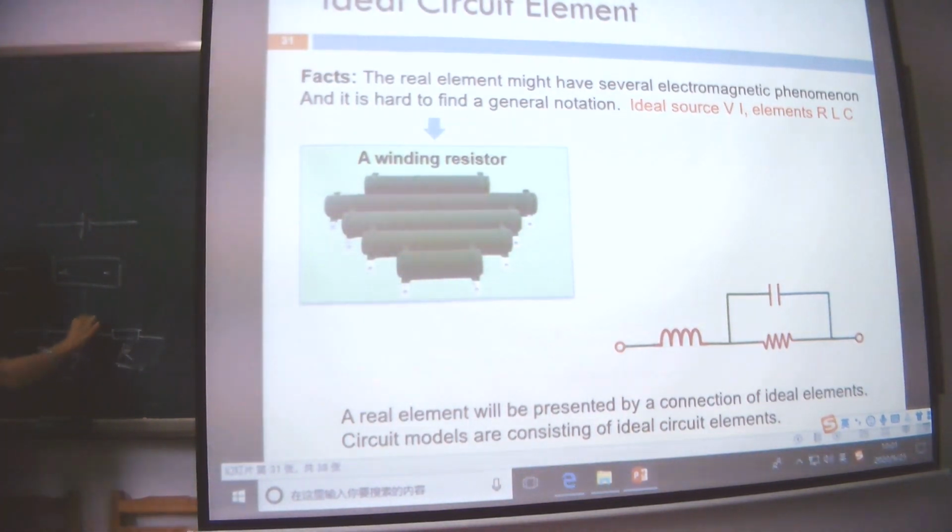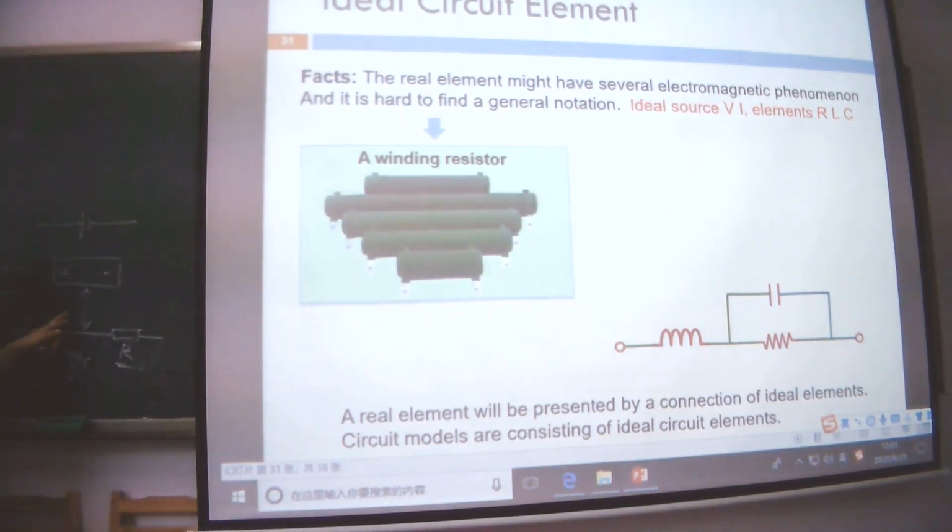So, are they equivalent? Are they equivalent? Are they equivalent? No. Why? This battery has a small resistance. They are equivalent only in some special situation.